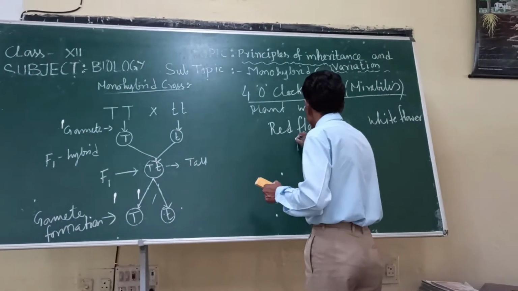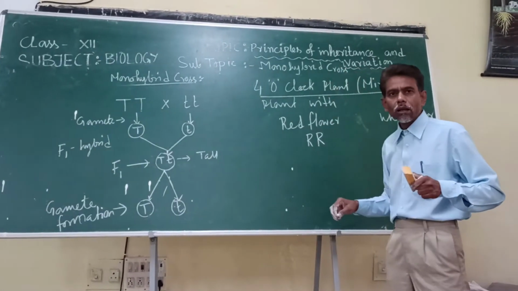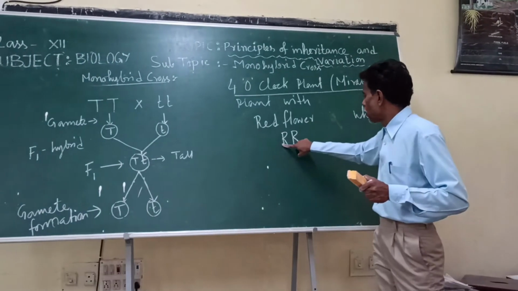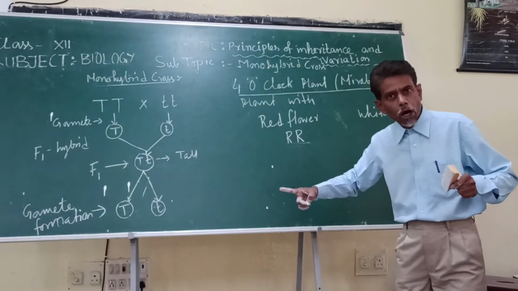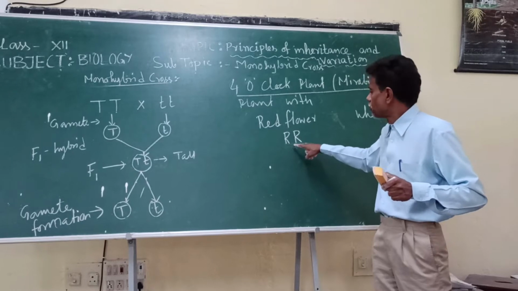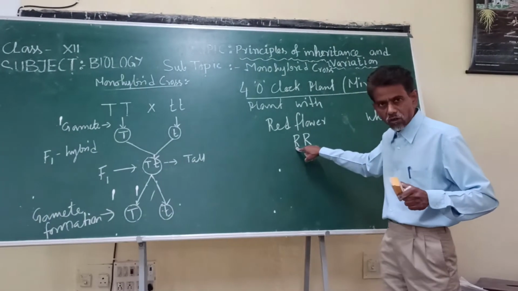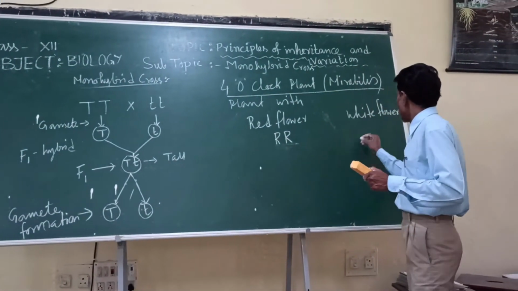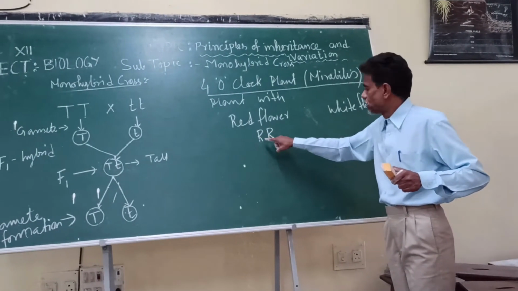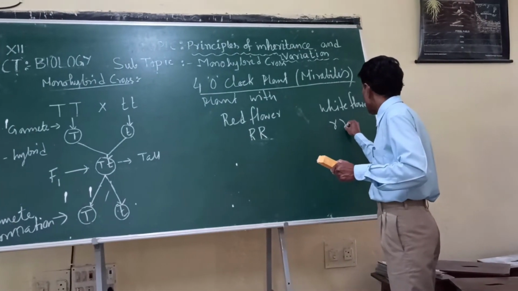So red flower, if we denote by capital R, capital R, in the language of Mendel, the two factors governing the expression of redness, the red color of flower, that is capital R, capital R. Today you call these genes or allelic genes. White, the recessive, this is the capital alphabet, this is the small one. White we express in this way, small r, small r.